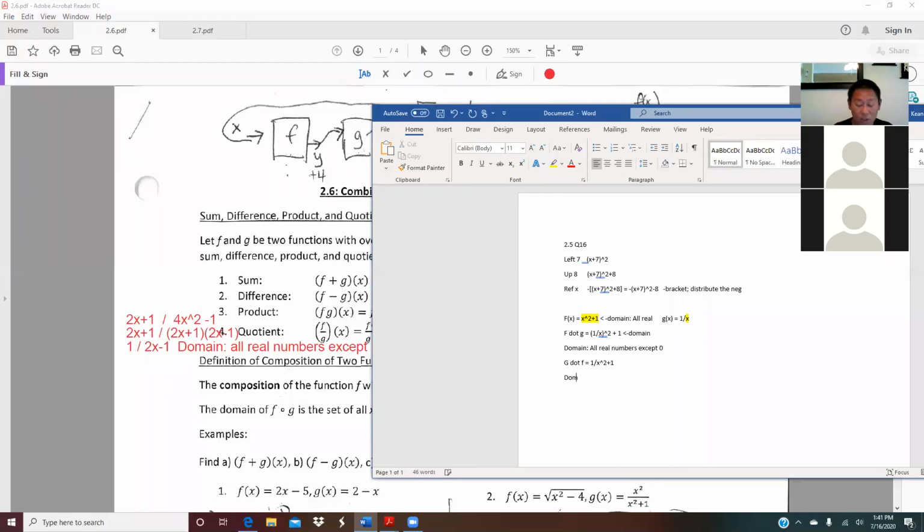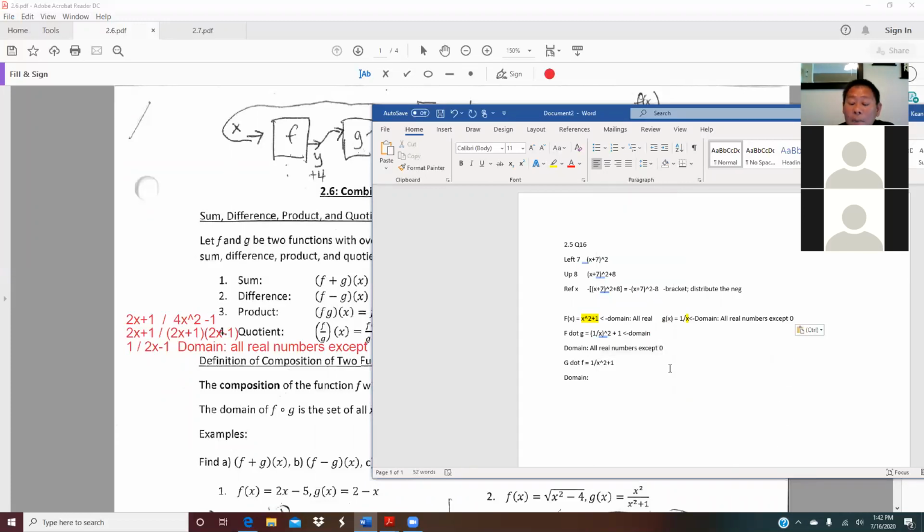Now you have to figure out the domain of this g∘f. First, we have to figure out the domain of g, because g comes first. So what is the domain of 1 over x? What will make it undefined or not exist? All real numbers except 0. Very good, that's correct. Which is exactly the same as the one we just did, because that will make it undefined.